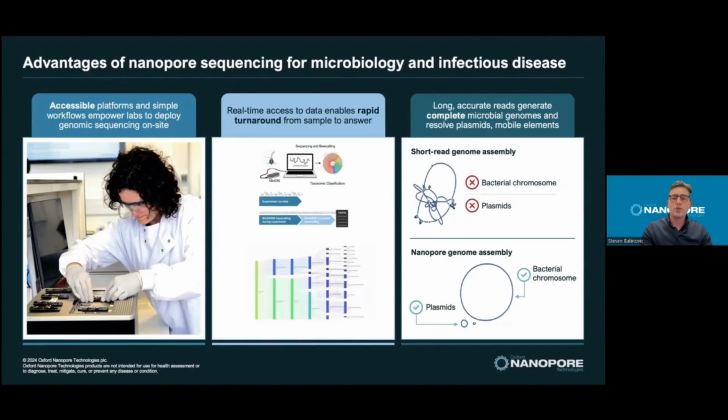Our library preparation protocols, such as the rapid barcoding kit, are streamlined, require minimal hands-on time, and are coupled with the ability to generate sequencing data in real time to deliver rapid turnaround from sample to answer. Lastly, the ability to generate long, accurate reads via our latest chemistry and basecalling algorithms generates complete microbial genomes.